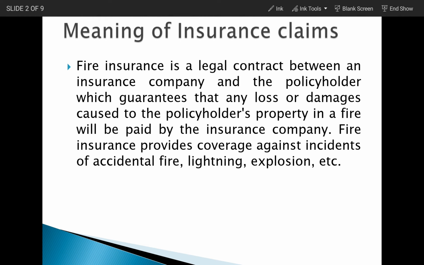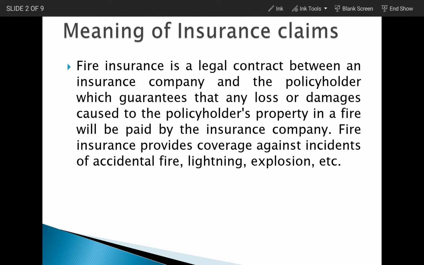So when it comes to insurance claims, here I am going to take only fire insurance into consideration. Fire insurance is a legal contract between the insurance company and the policy holder, which guarantees that any loss or damages which are caused to the policy holder's property in a fire will be paid by the insurance company.